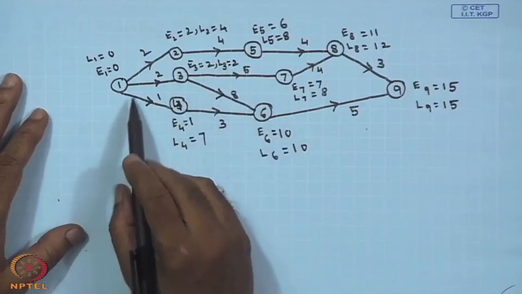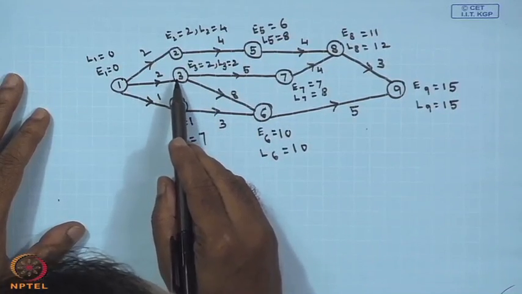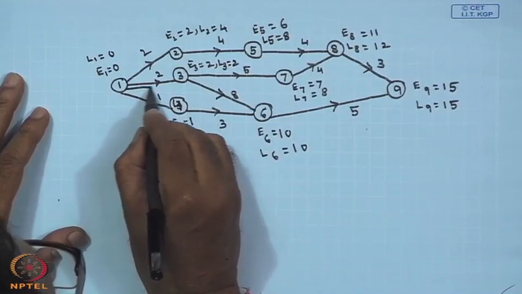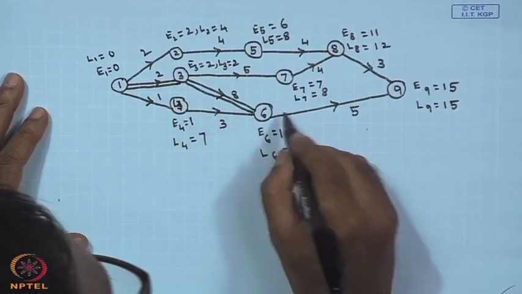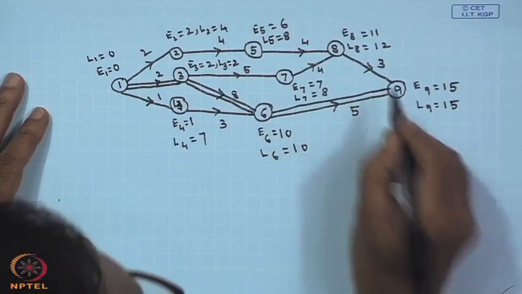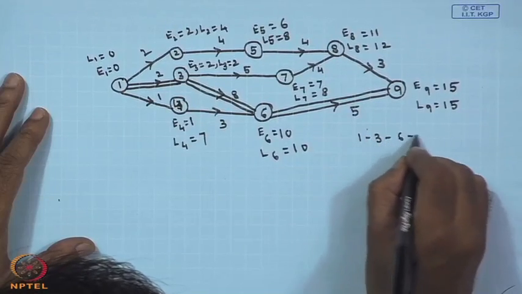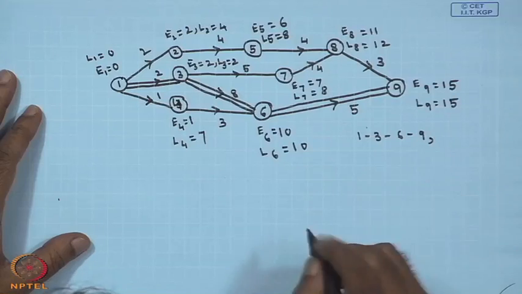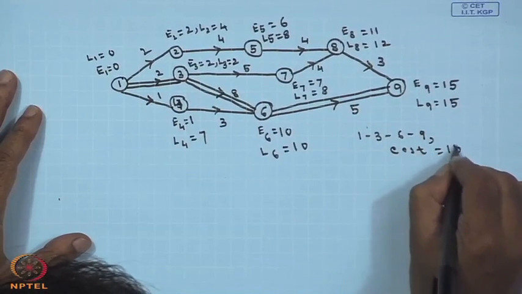If you see, the critical activities are at 1 3, then of course 6 and after that 9. So, if I wish I can draw the critical path like this: 1 3 6 and 9. So, what is your critical path? 1 3 6 9, and your total cost, in terms of time, is equal to 15.